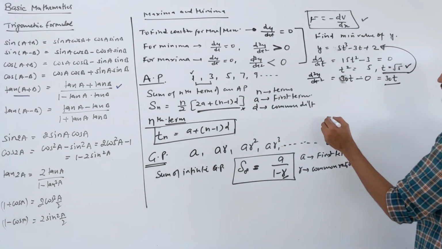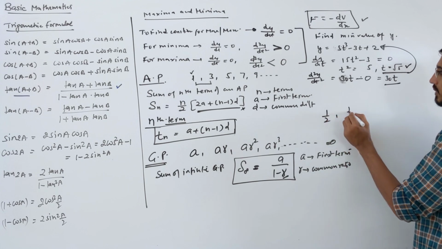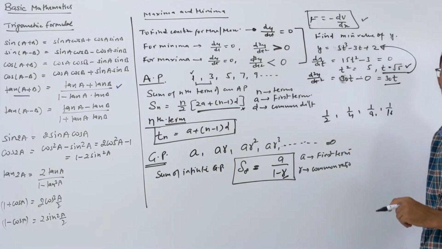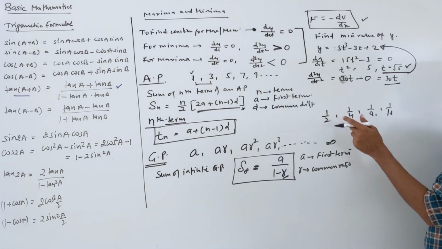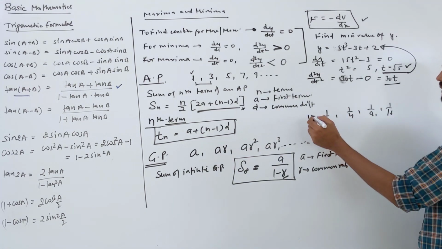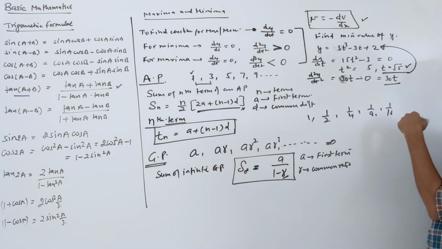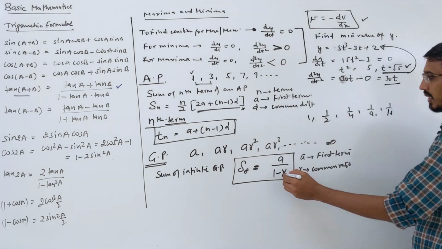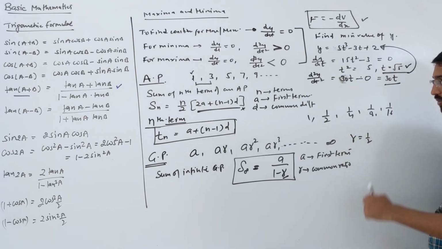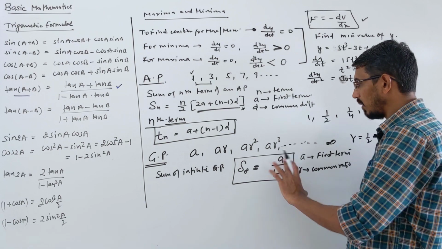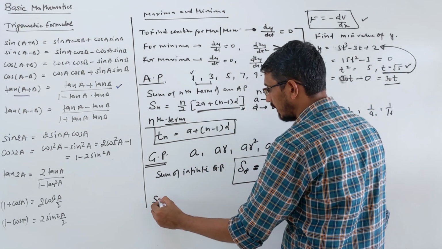Suppose you write 1 by 2, then 1 by 4, then 1 by 8, 1 by 16. What is the common ratio here? Every time the series is multiplied by 1 by 2: 1 multiplied by 1 by 2 gives 1 by 2, again multiplied by 1 by 2 gives 1 by 4, again gives 1 by 8. So here r in this series will be 1 by 2, and you put that value here.